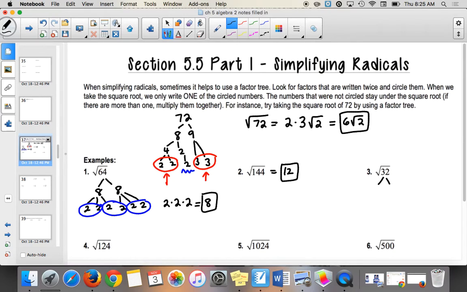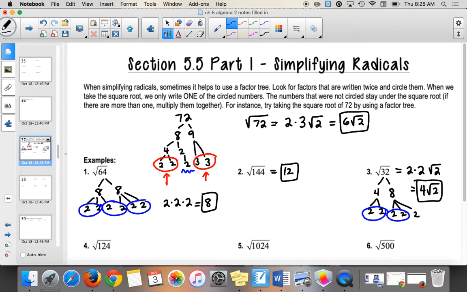I think about what goes into 32, maybe 4 and 8. 4 breaks into 2 times 2. 8 breaks into 2 times 2 times 2. So I have a total of five 2's. Yeah, Cole, do you have a question? If you just have a 4, you already know that's two 2's, you just stop there. Yeah, you could. And then we circle a pair of 2's, a pair of 2's. So our answer should be a 2 on the outside, another 2 on the outside from the second pair, and then one 2 left on the inside. So it should be 4 root 2. Make sense?